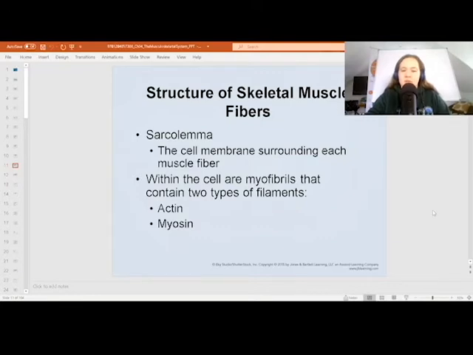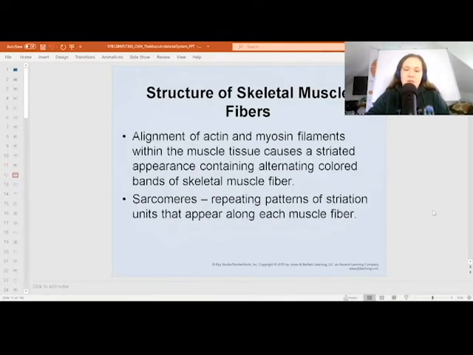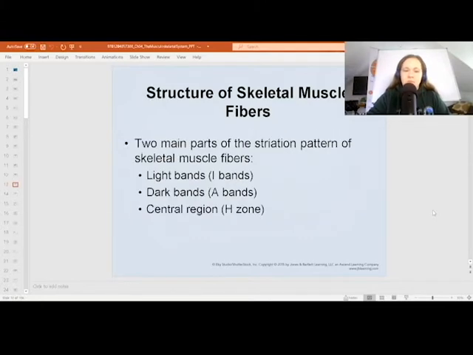Within the cell are myofibrils that contain 2 types of filaments: actin and myosin. Alignment of actin and myosin filaments within the muscle tissue causes a striated appearance containing alternating colored bands of skeletal muscle fiber. Sarcomeres are repeating patterns of striation units that appear along each muscle fiber. 2 main parts of the striation patterns of skeletal muscle fibers are light bands, I bands, dark bands, A bands, and central region or H zones.